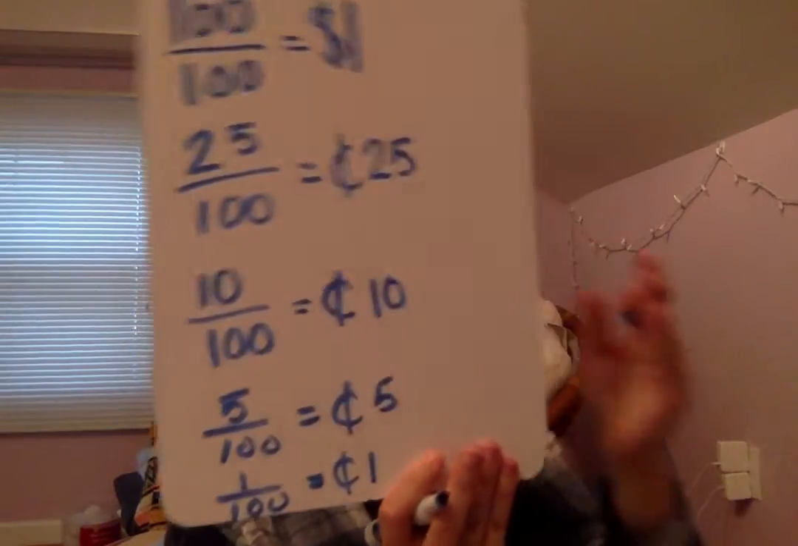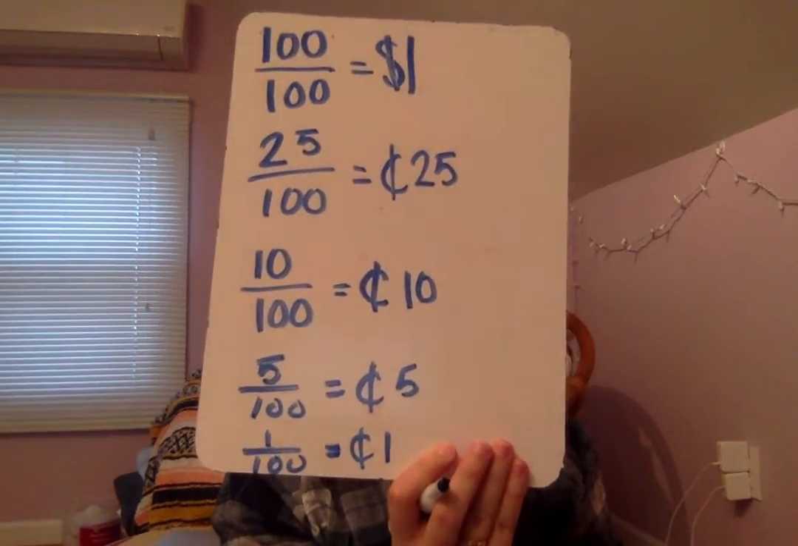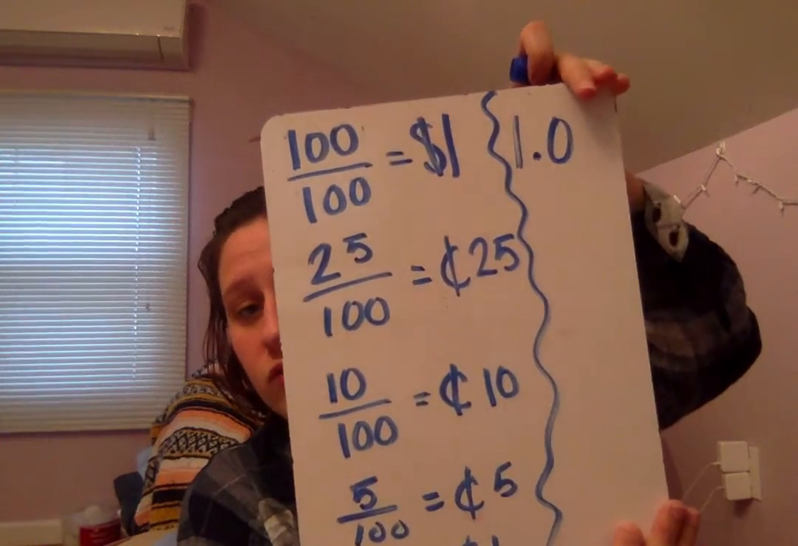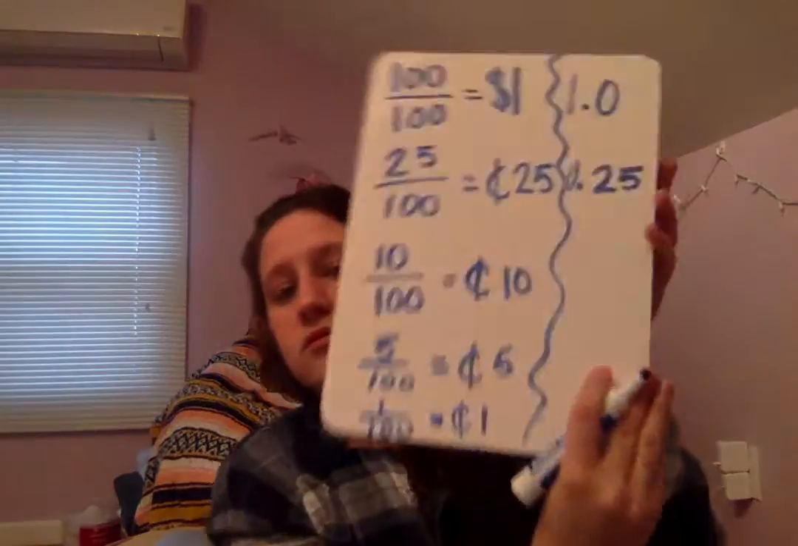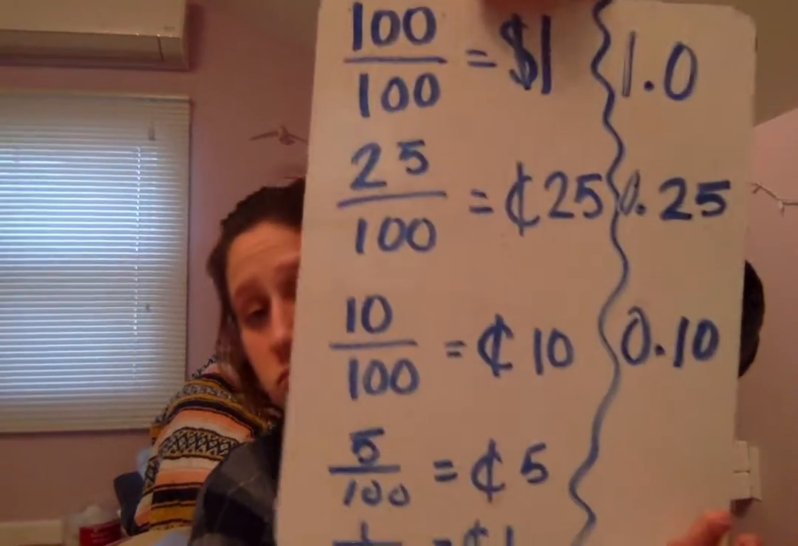But how do we write those as decimals? Well, I can tell you already that $1 would be 1.0 because that's only $1. We have no fraction left after that. 100 over 100 is 1.0. 25 cents, we know. When you see that 25, you just put that decimal, 25, and you can put a 0 in front of it if you want. 0.25. 10 cents, same thing, 0.10, because there's 2 at the top.